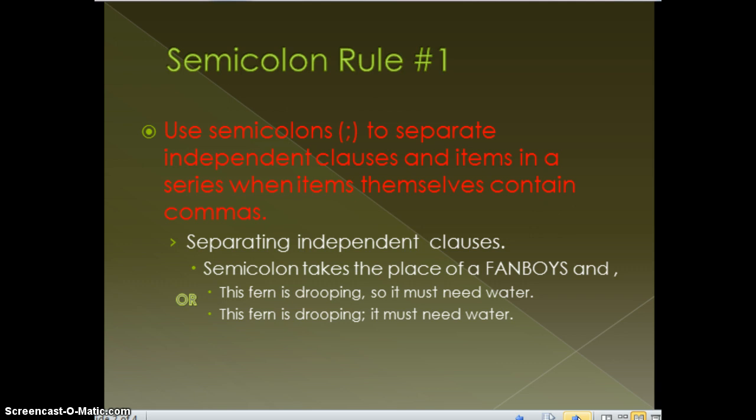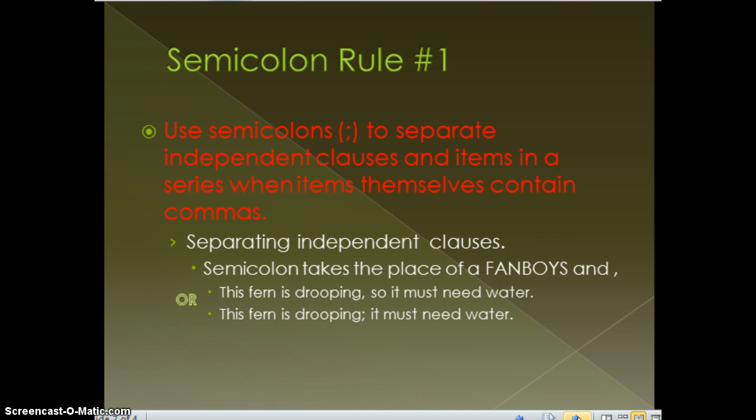The first rule with a semicolon is that you want to use a semicolon to separate independent clauses and items in a series when items themselves contain commas. So what we're going to talk about first is using a semicolon to separate two independent clauses. And again, I don't think we've talked about independent clauses yet, but all that is, is a complete sentence. It needs nothing else to make sense, to be a complete thought. It is a complete sentence.